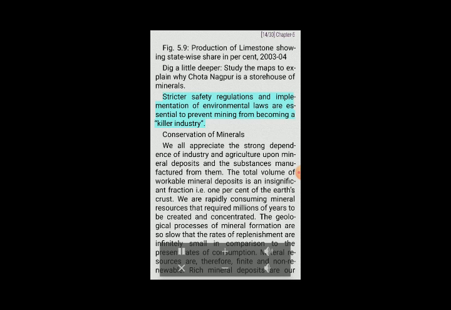Stricter safety regulations and implementation of environmental laws are essential to prevent mining from becoming a killer industry. Conservation of minerals. We all appreciate the strong dependence of industry and agriculture upon mineral deposits and the substances manufactured from them. The total volume of workable mineral deposits is an insignificant fraction, i.e., 1% of the Earth's crust.